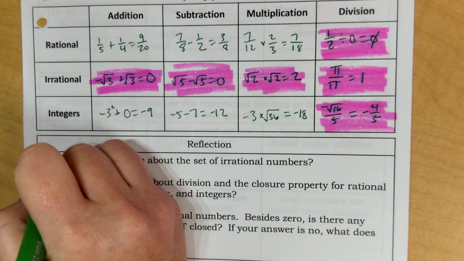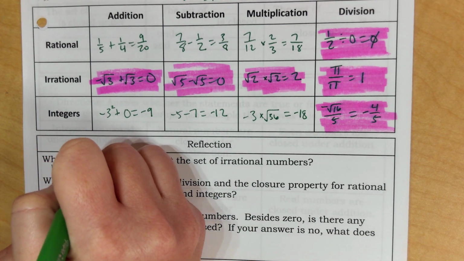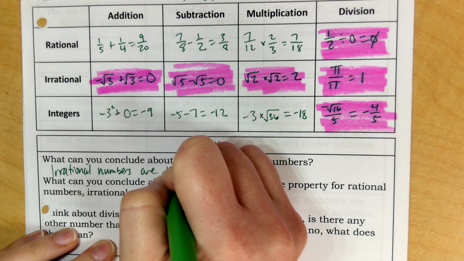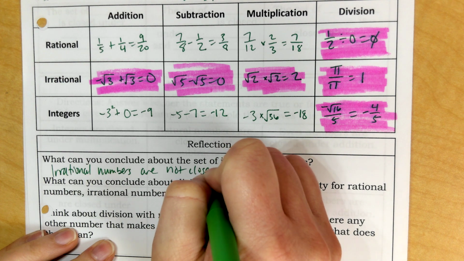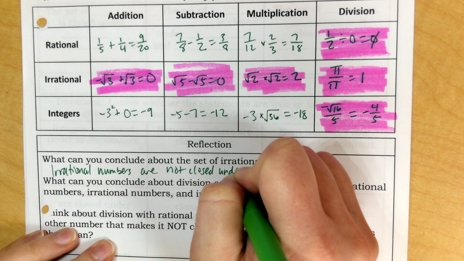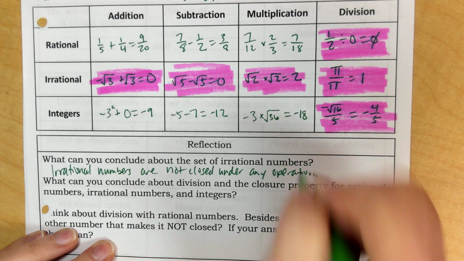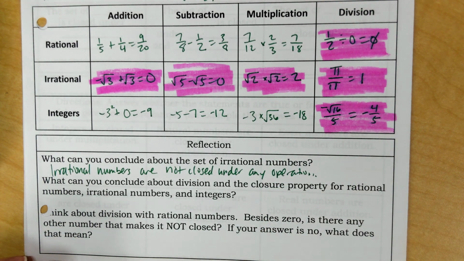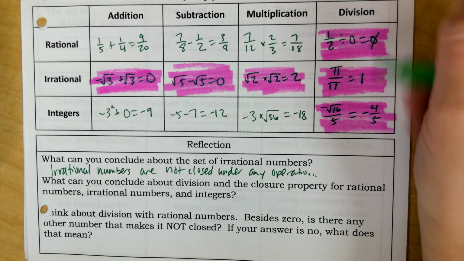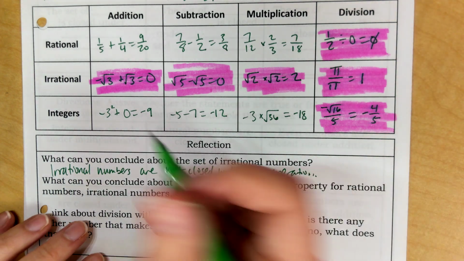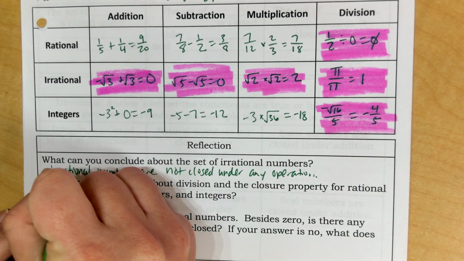So irrational numbers are not closed under any operation. Then the question says, what can you conclude about division and the closure property for rational numbers, irrational numbers, and integers? Well, it appears that none of them are closed under division.